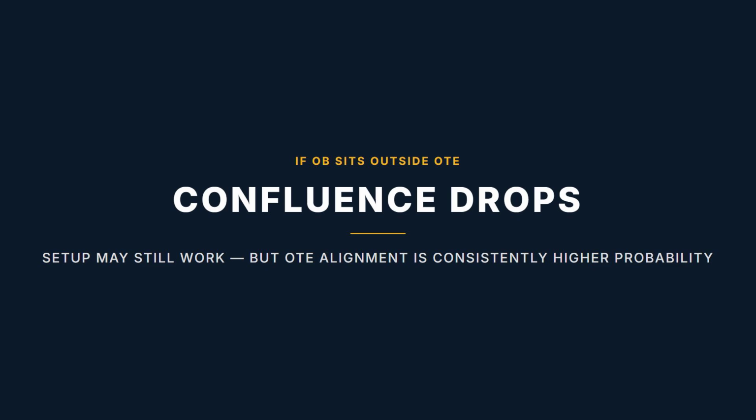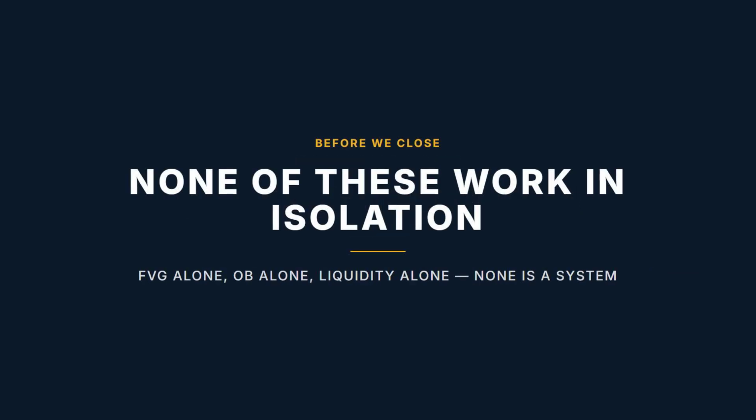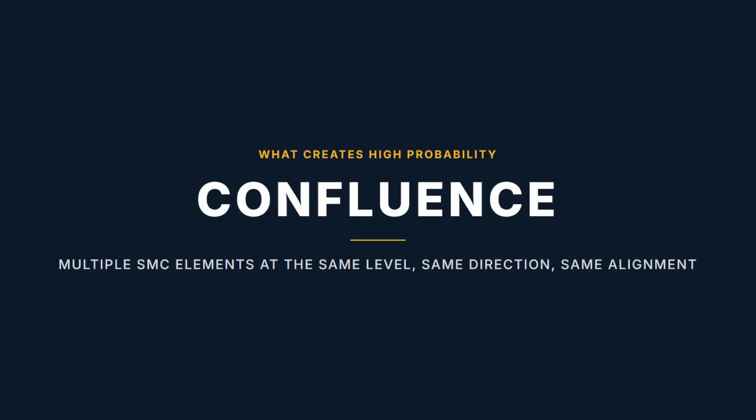Maybe you find that your trades work significantly better when you wait for the full MSS versus entering on the first rejection candle, or that your best setups always have the FVG sitting inside the order block, never separated. That kind of data, pulled from your own trades, is what refines the system over time.